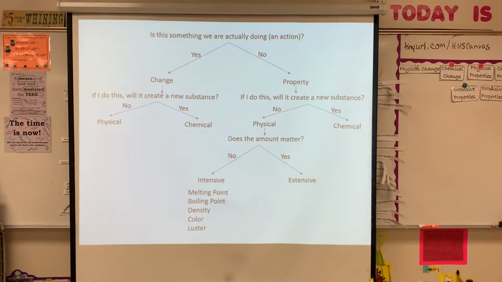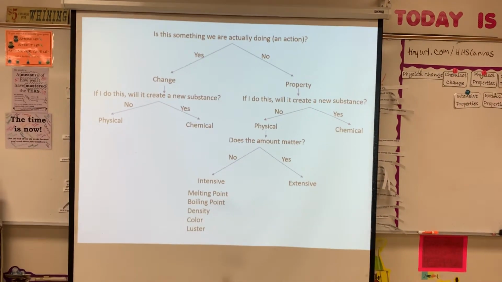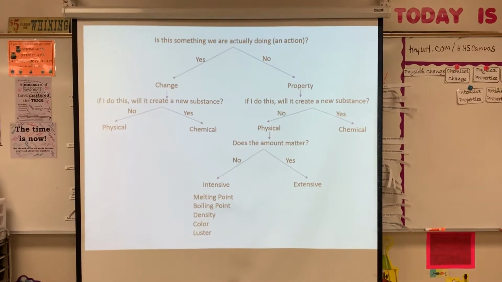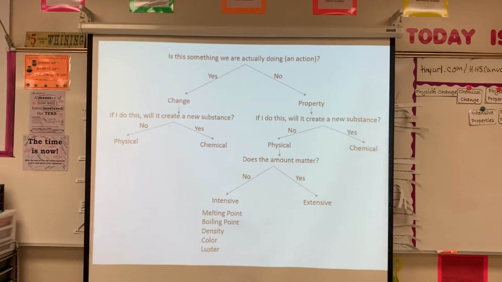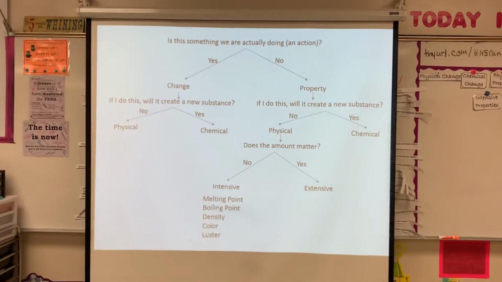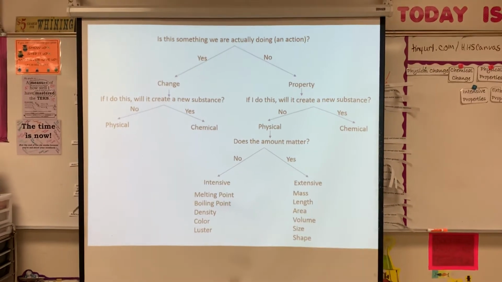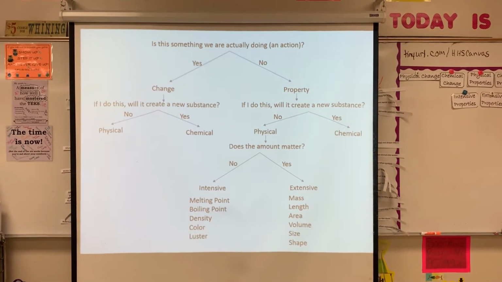Density, the relationship between mass and volume, which is interesting because mass and volume you're going to see are extensive properties, but density is a calculated value, and that doesn't change. Color and luster, those are all intensive. Amount doesn't matter. Extensive properties are usually going to be things that you've directly measured.